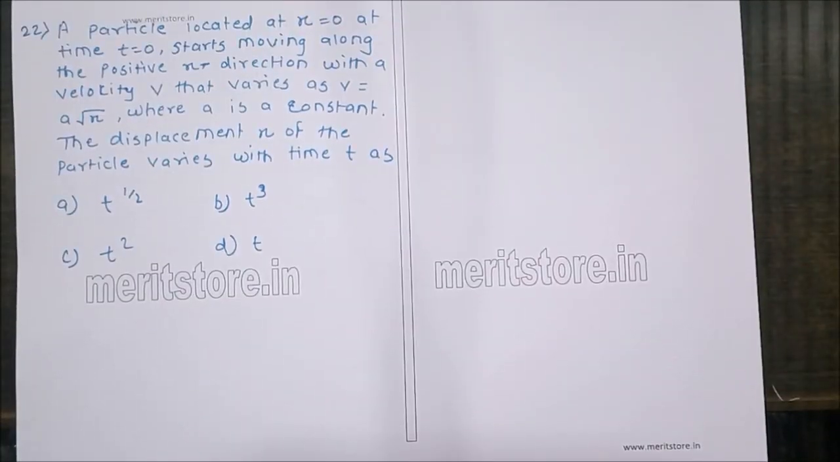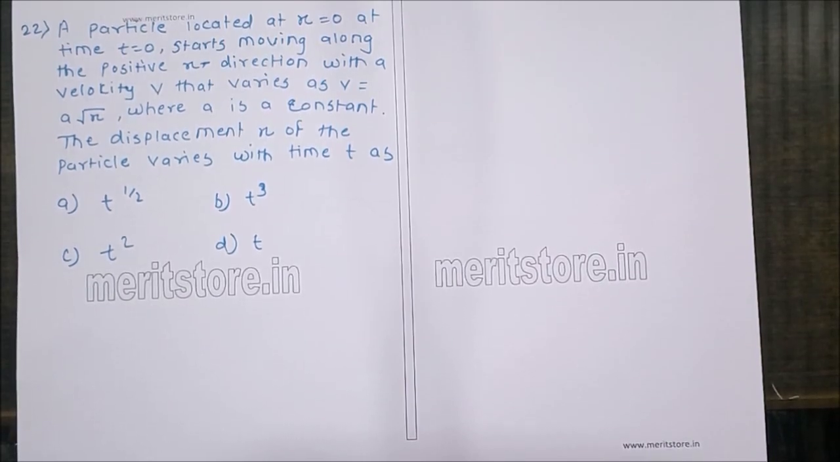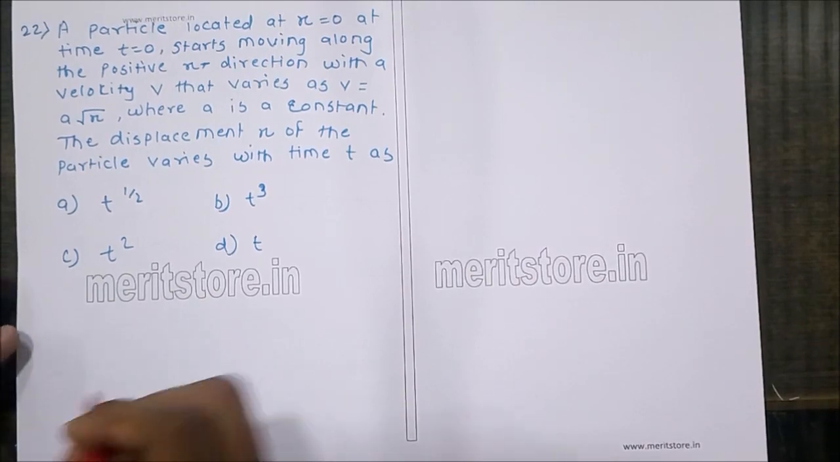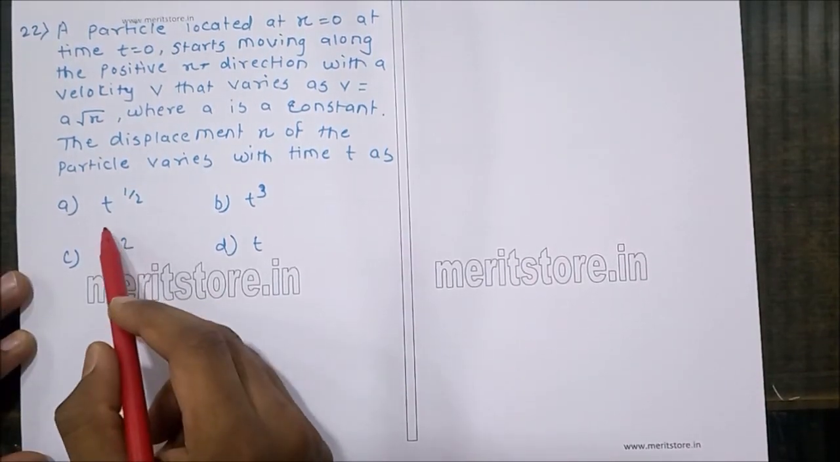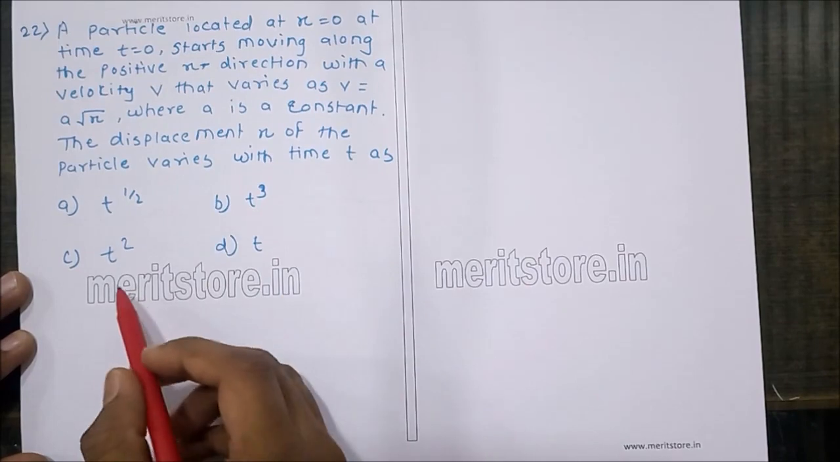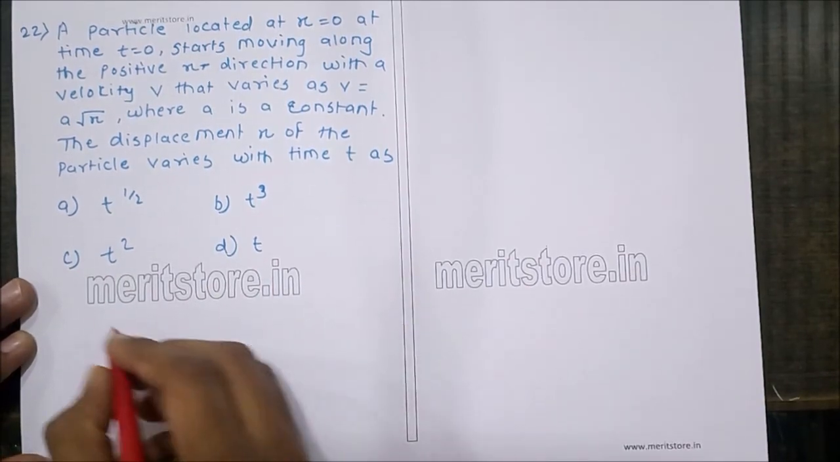A particle located at x is equal to 0 at time t is equal to 0 starts moving along the positive x direction with a velocity v that varies as v is equal to a times root x, where a is a constant. The displacement x of the particle varies with time t as the four options given are t raised to half, t cube, t square and t.